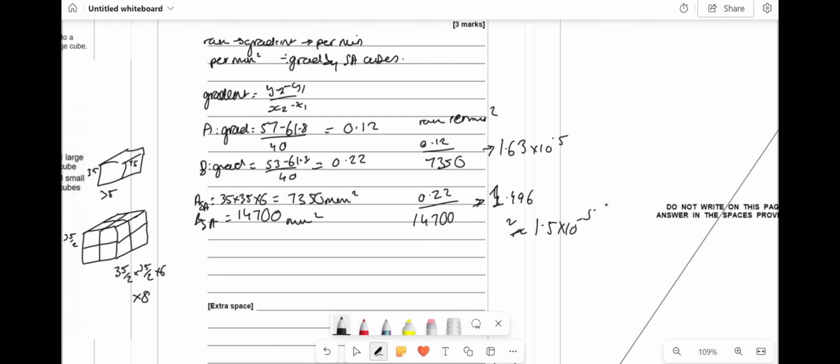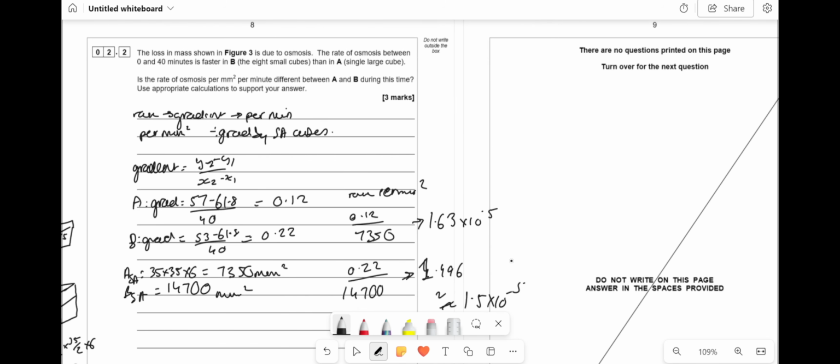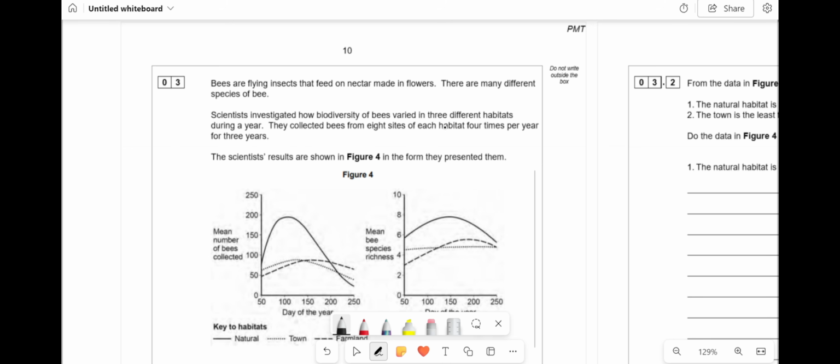So yes, there is a difference. Bees are flying insects that feed on nectar made in flowers. There are many different species of bees, so scientists investigate the biodiversity measured in 3 different habitats during a year. They collected bees from 8 sites of the habitats 4 times per year for 3 years, and the scientists' results are shown in the figures that they presented.